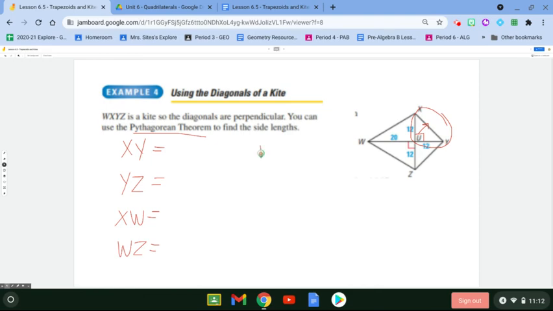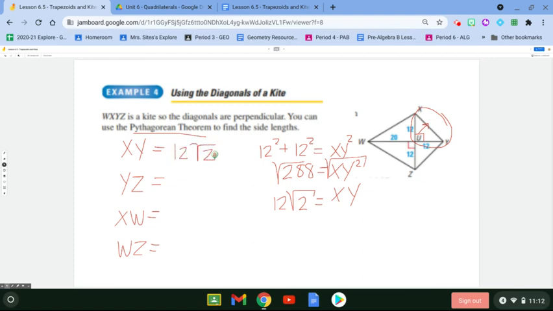So I'm going to do 12 squared plus 12 squared, and that's going to get me the missing length of XY quantity squared. 12 squared plus 12 squared is 144 plus 144, so that's going to give me 288. And remember, to solve for XY, you're going to be square rooting both sides. Let's leave our answer as a simplified root. So your answer for XY is 12 square roots of 2.